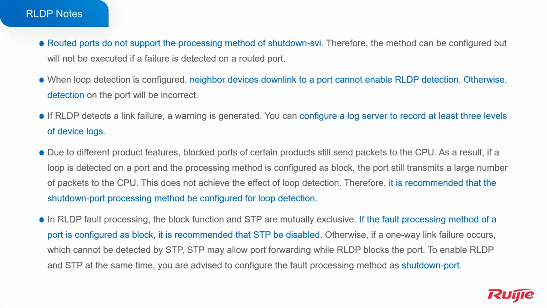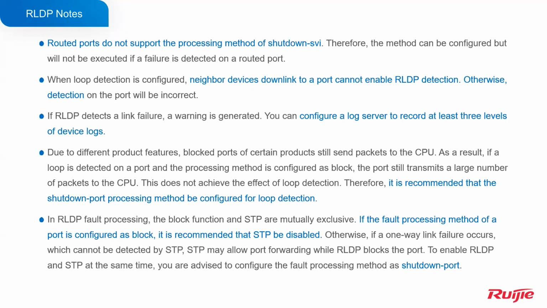Okay, so about the RLDP, here are some notes you should know. The routed ports do not support the processing method of shutdown SVI. Therefore, the method can be configured but will not be executed if a failure is detected on a routed port. And when loop detection is configured, neighbor devices downlink to a port cannot enable RLDP detection. Otherwise, detection on the port will be incorrect.